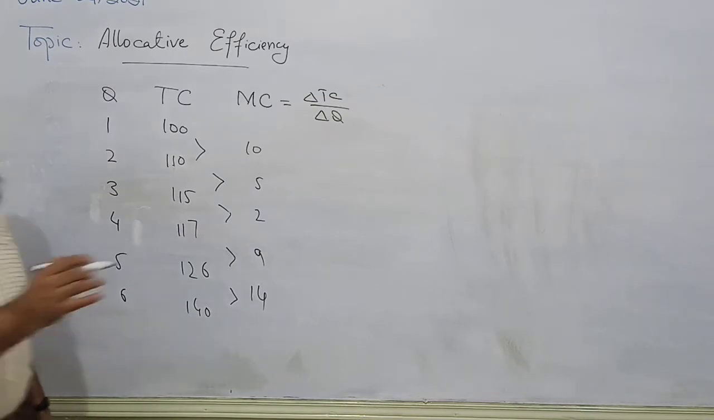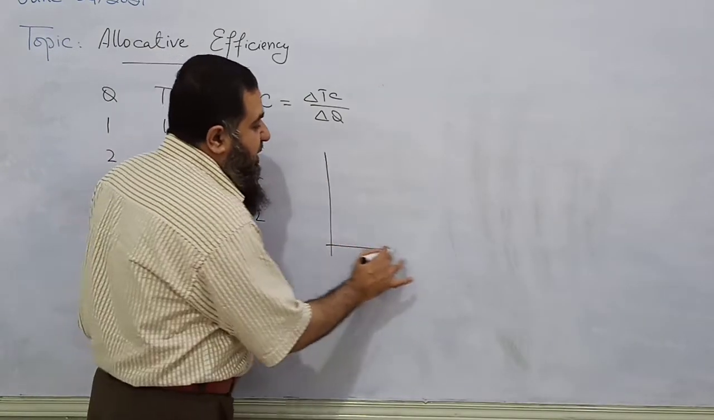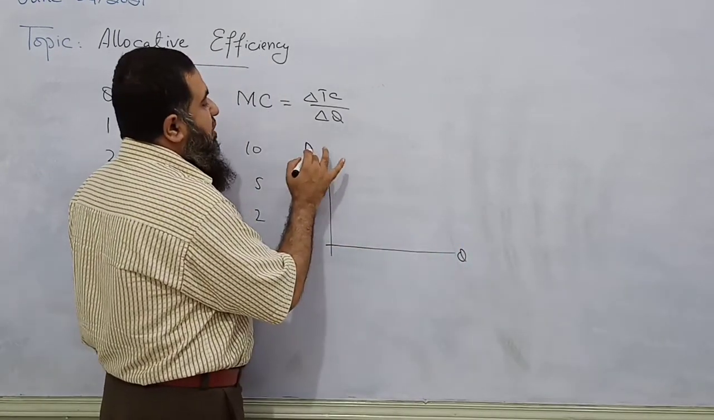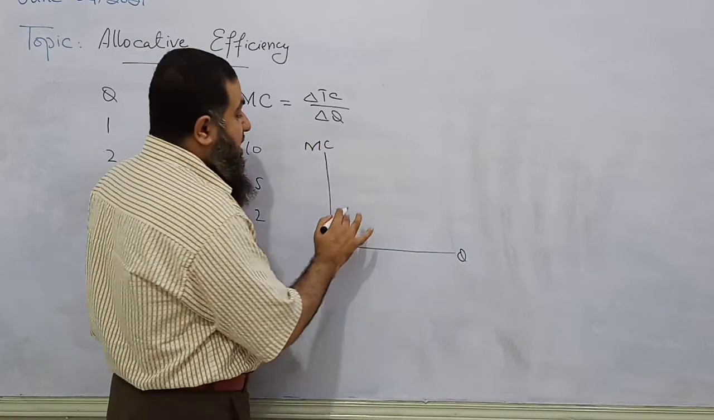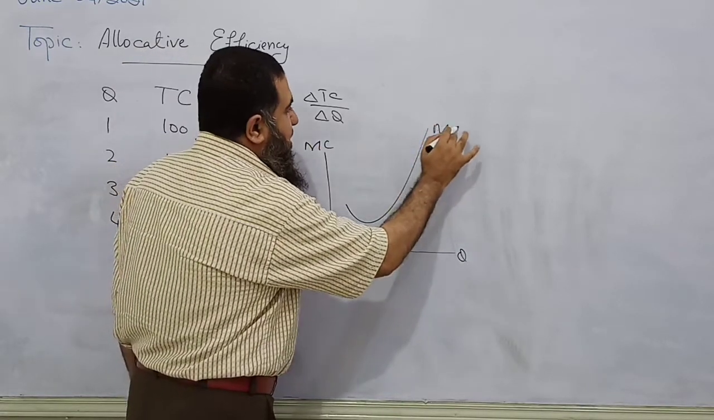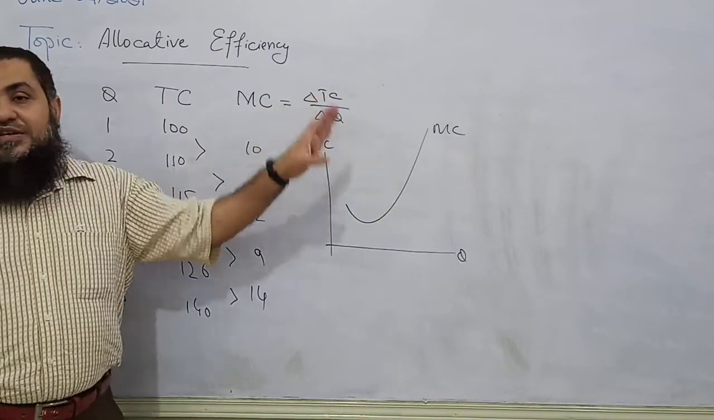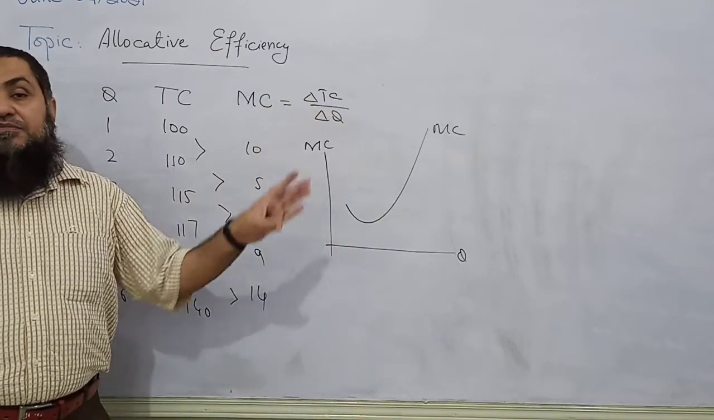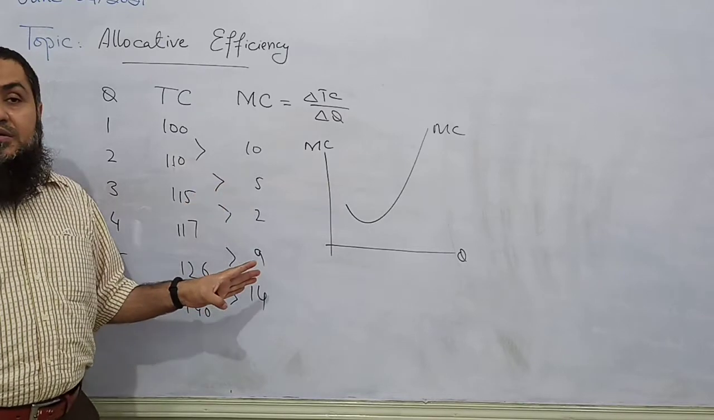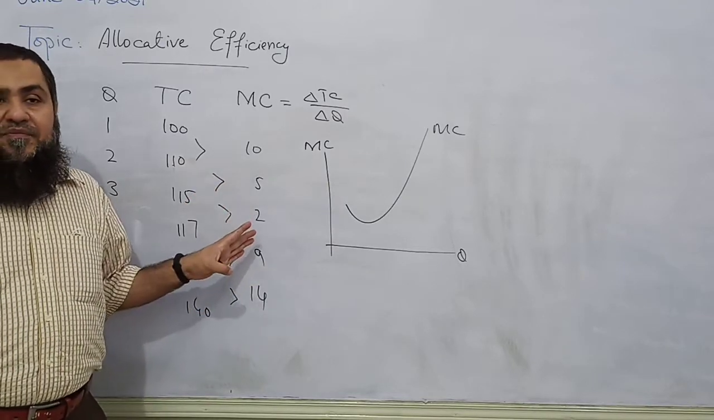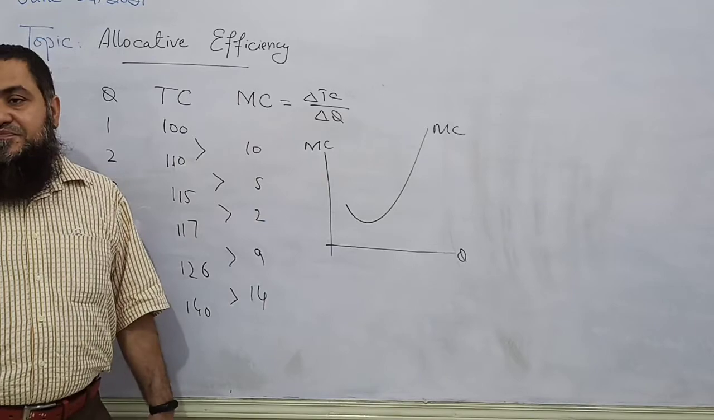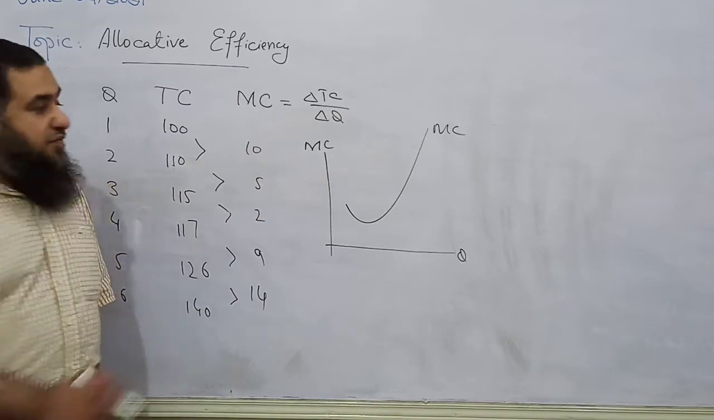So actually what is happening? What will be the shape of the marginal cost curve? I want to explain the shape right now. This will be the shape of marginal cost. First it goes down, then steeply it is increasing. It's a steep path of marginal cost. Steeply it is falling, not by a constant rate, and it is steeply rising. Clear?